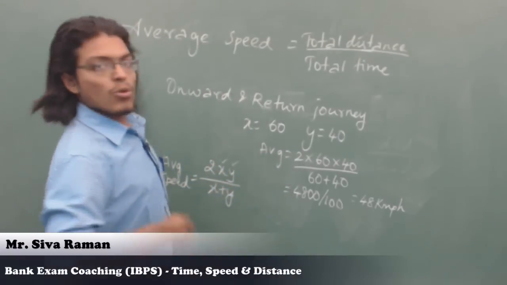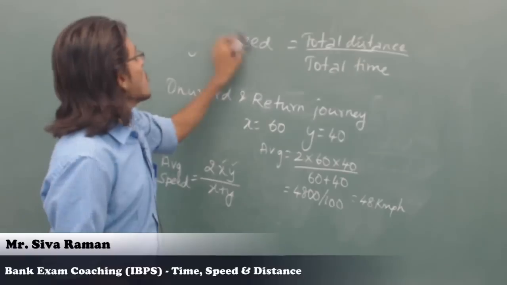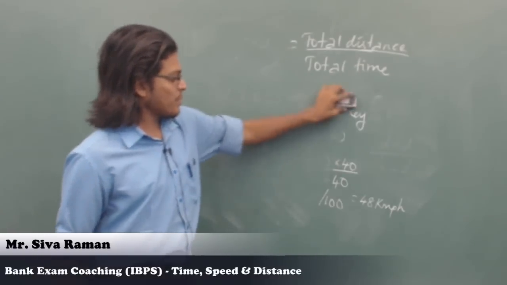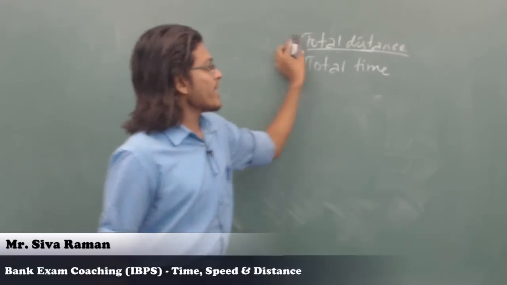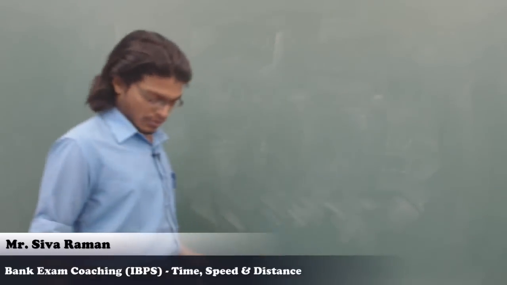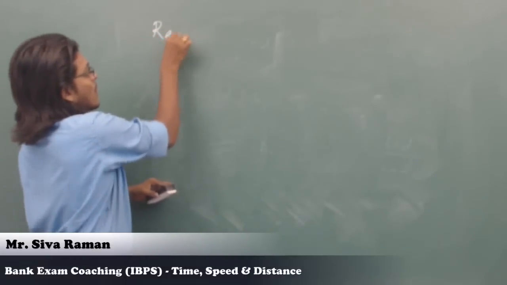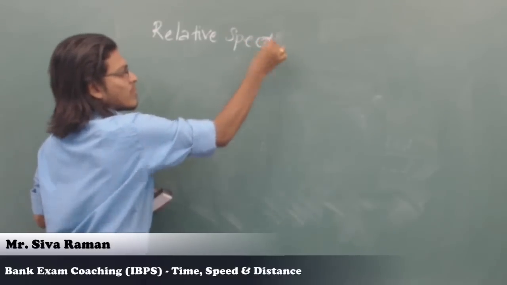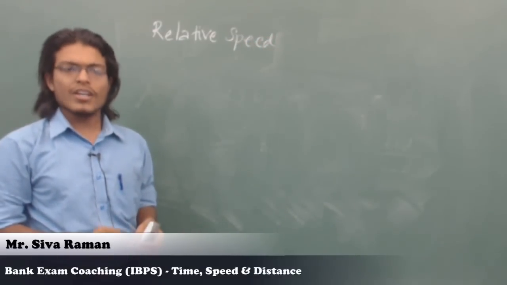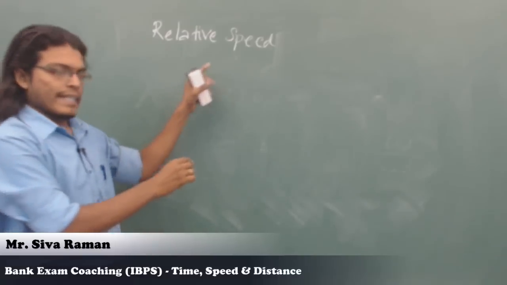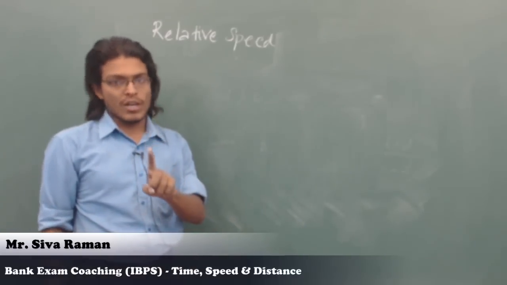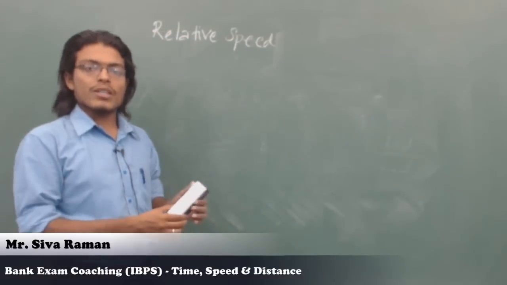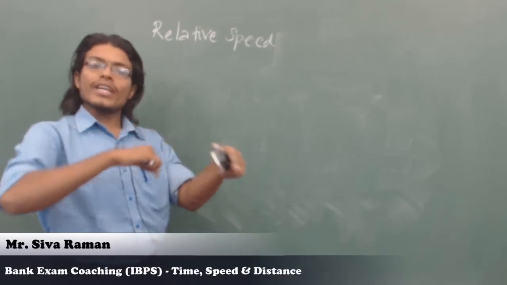Okay, we will move to the next concept, the most important concept in time, speed and distance. It's called the relative speed. So what is relative speed? See, till now we have been discussing only one moving object. What if there are two moving objects? Time, speed and distance, the whole topic, it speaks about two moving objects that are moving in straight lines.